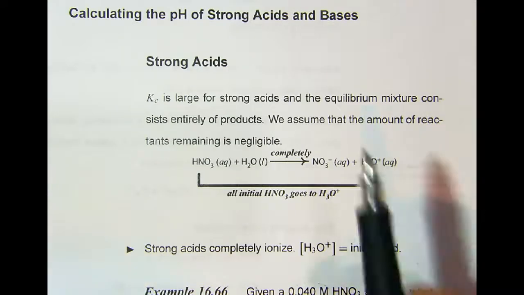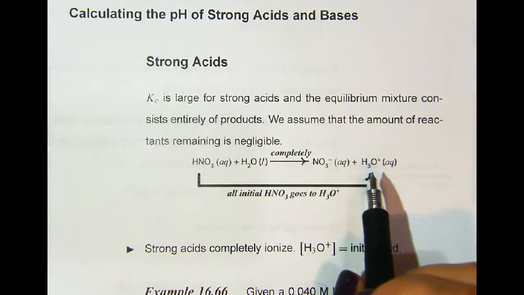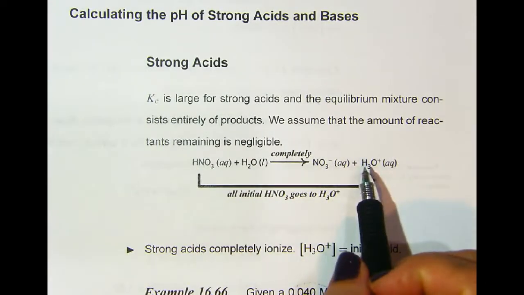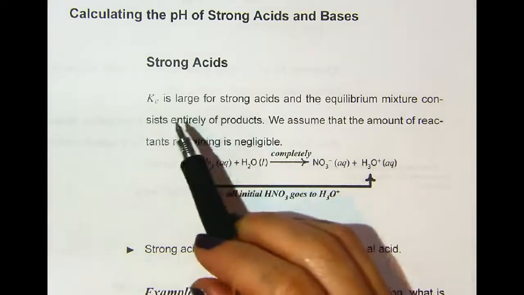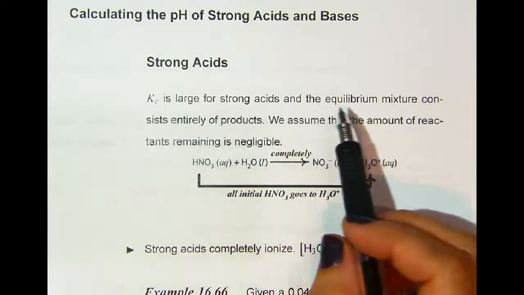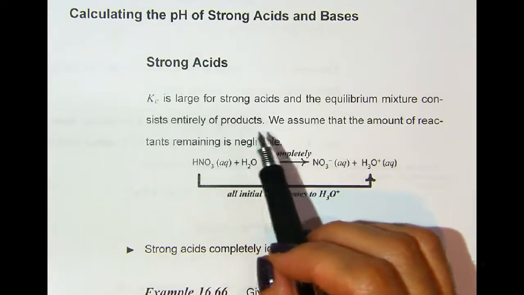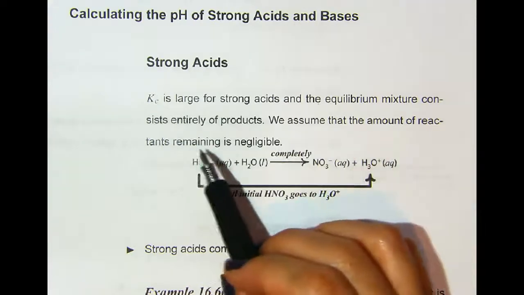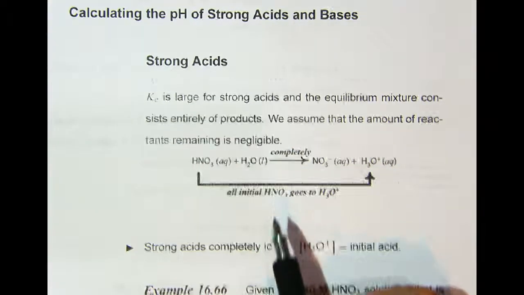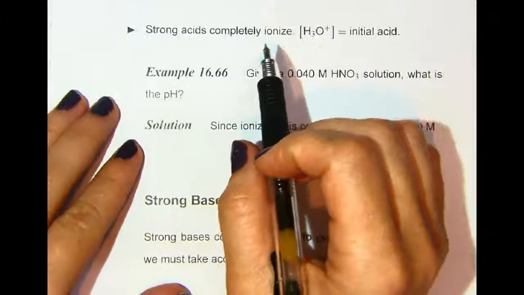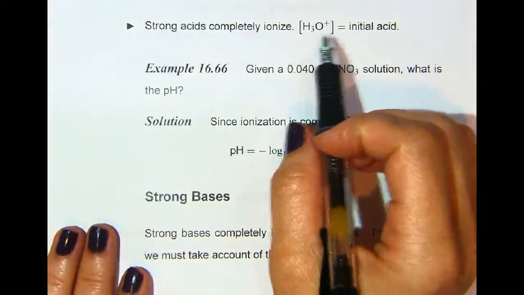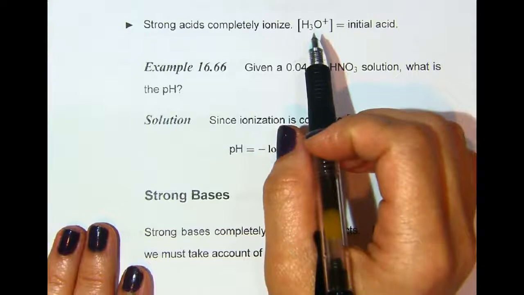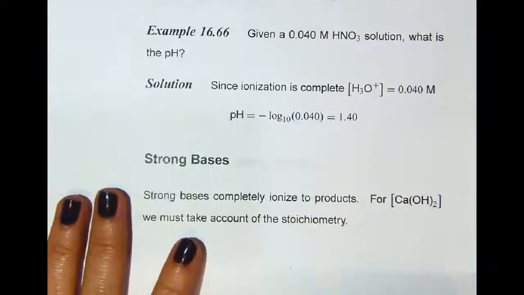Because a strong acid will ionize 100%, the concentration of the acid is equal to the concentration of the hydronium. Kc is large for strong acids, and the equilibrium mixture consists entirely of products, entirely of these two. We assume that the amount of reactants remaining is negligible. So, strong acids completely ionize, which means whatever amount of acid you have initially is also the amount of hydronium that will be produced. So here's an example.